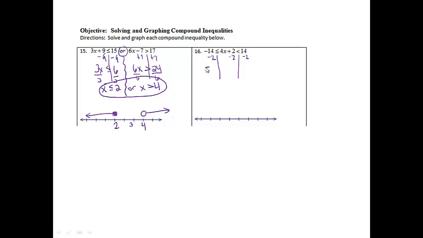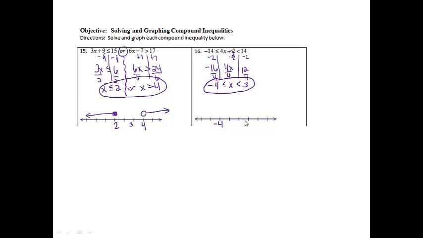Negative 14 minus 2 is negative 16. And I just have 4x in the middle. 14 minus 2 is 12. And now to get rid of the 4 in the middle, we'll divide all three parts by the 4. So we'll get negative 4, x, 12 divided by 4 is 3. We're just going to bring those signs down that were in the original problem. So there is my answer. So that means x is somewhere in between negative 4 and 3.